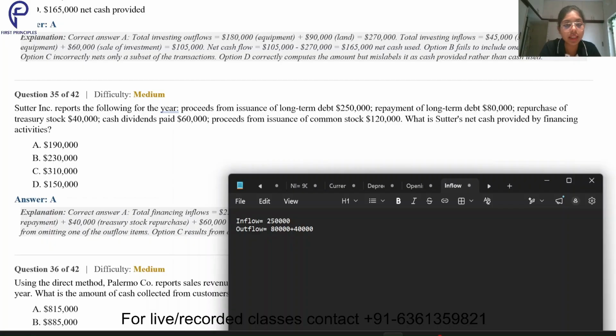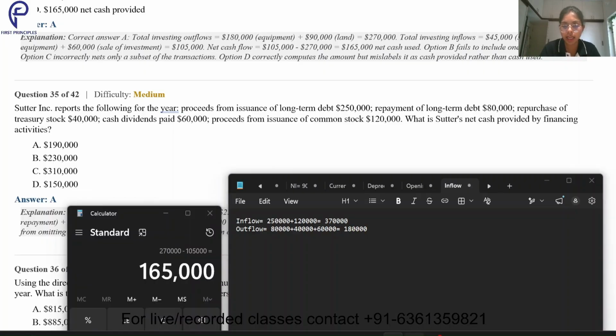Then cash dividends paid 60,000. How much dividends did you pay? You paid dividends of 60,000. Then proceeds from issuance of common stock. How much common stock did you get? 1,20,000. So this becomes 3,70,000. This becomes 1,80,000.